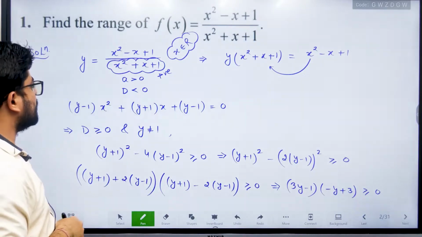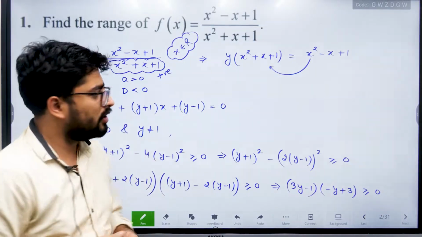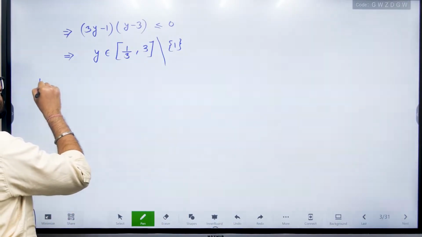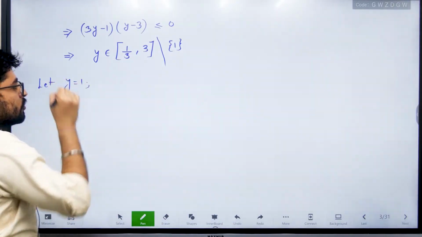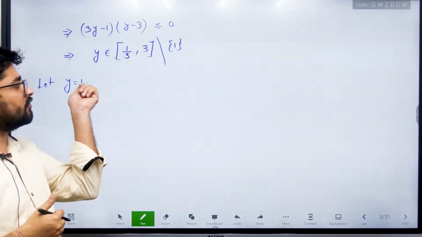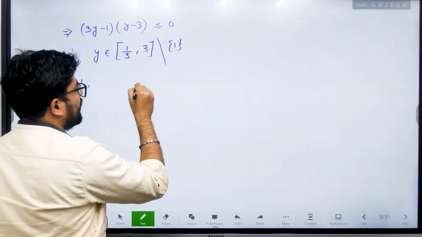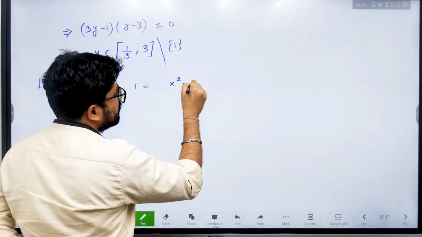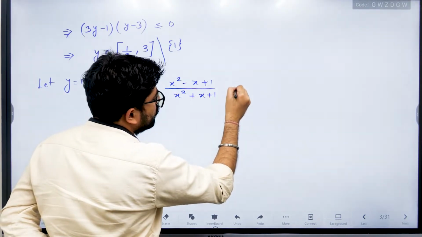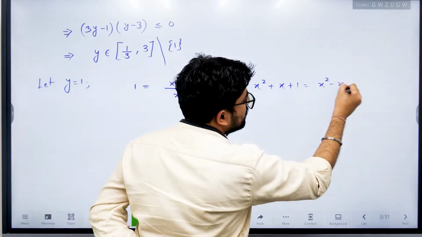Now you have to discuss if y is equal to 1. Do we have any x for which y can take the value 1? Let's discuss this. Let y be 1. If you assume y is equal to 1 and you get some real value of x for which this is true, then you can include 1 in your range. So 1 is equal to (x² − x + 1)/(x² + x + 1). When you simplify it, you will get x² + x + 1 = x² − x + 1.